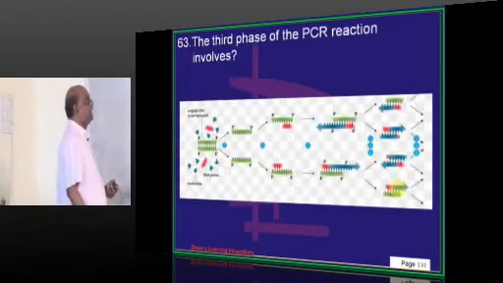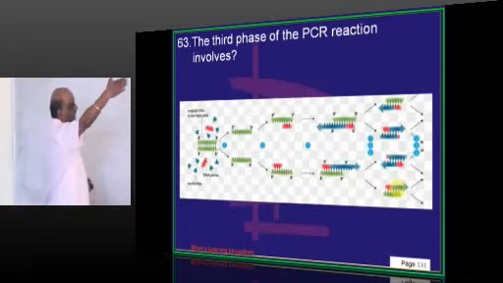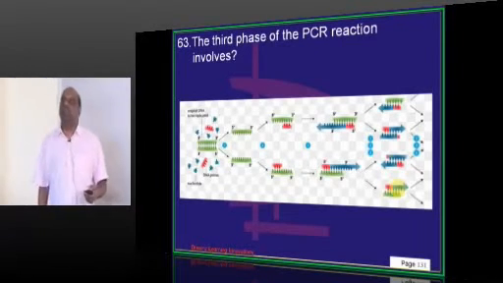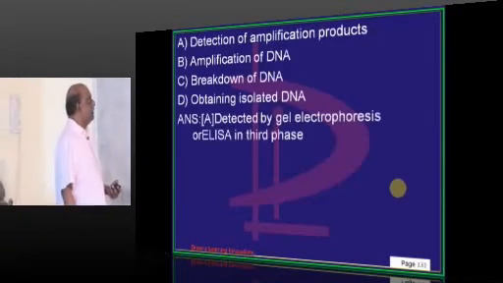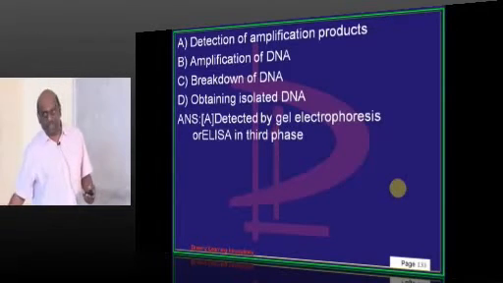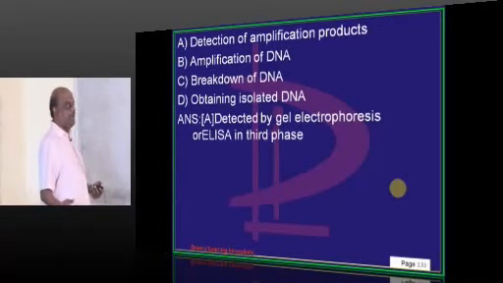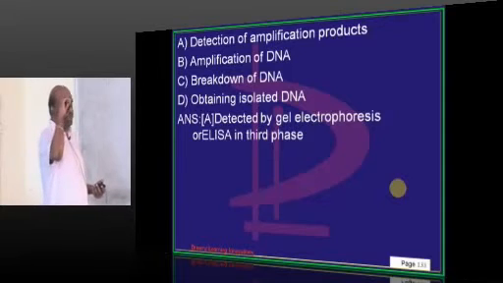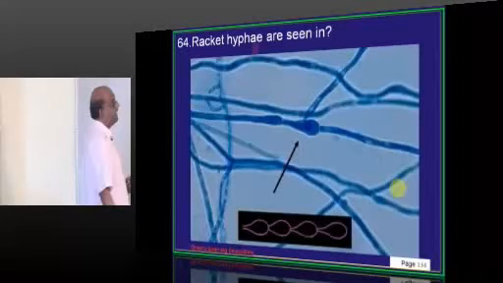Now what is the third phase in the PCR reaction? What does it involve? That is the time when the detection of the amplification products is done. After the amplification is done, you need to detect them.